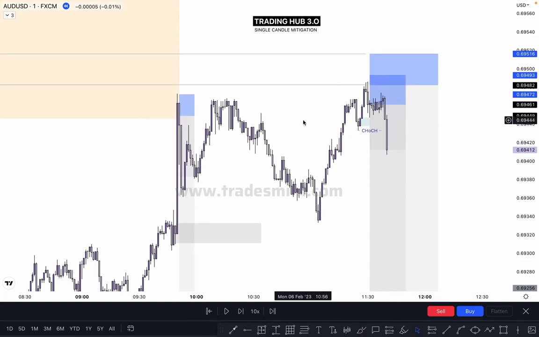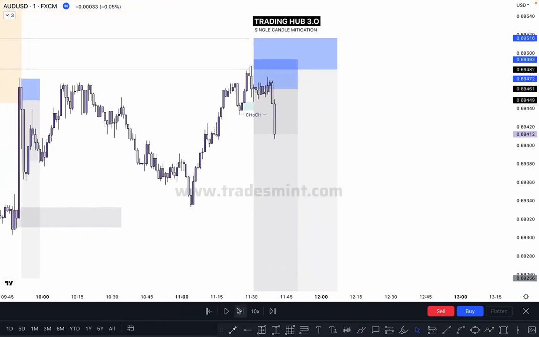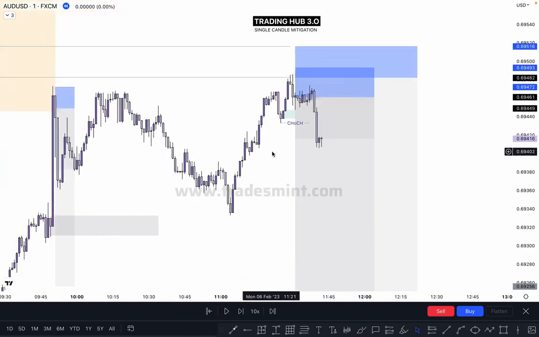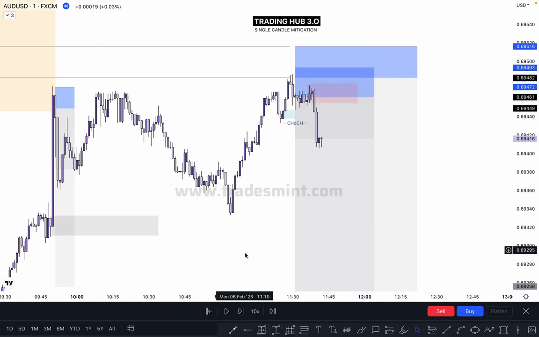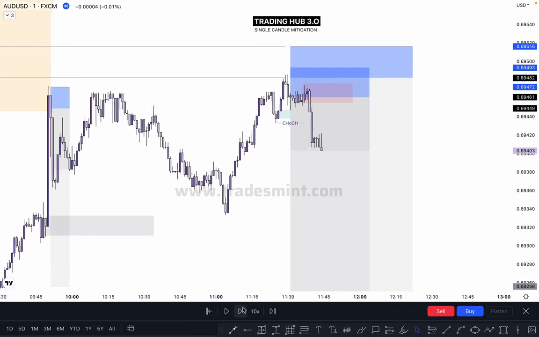So let's see what happens next after this one. Okay, all right, the market broke this change of character and broke this flip, and the market created this supply zone at this point. Right now, you simply have to wait for it to create inducement before the entry. Okay, so let's see what happens next after this one.